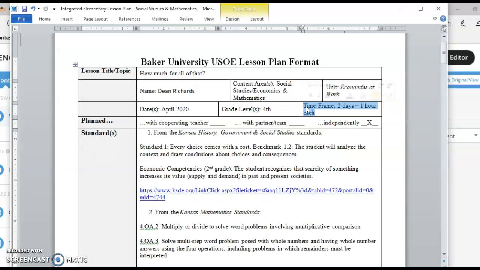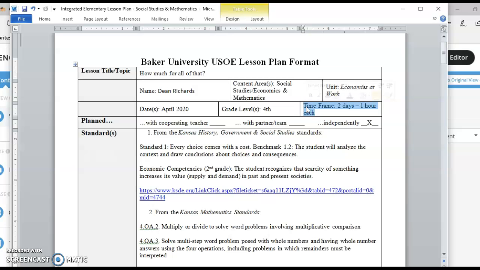If you had a little longer block of time, you could probably do it in 1 day. And sometimes, things don't go the way you plan them and you have to wind up doing 3 days. But generally speaking, a quote-unquote lesson should not take more than 2 days. If you're going beyond 2 days, then that's really more of a unit that you've planned.